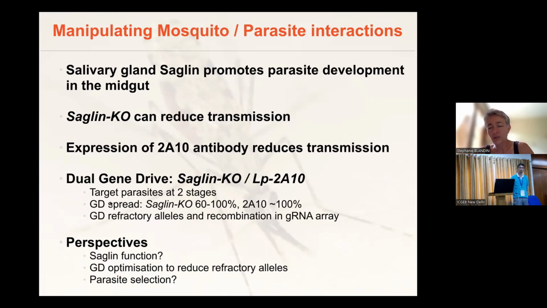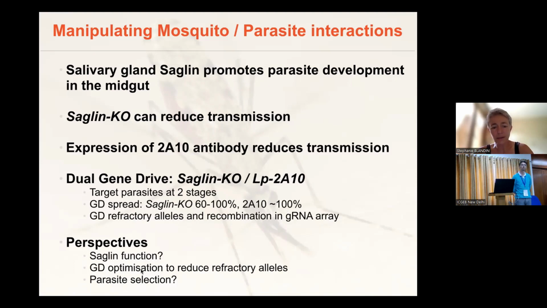The spread of the gene drive was actually very good for the 2A10 allele because it was about 100% of the population that was modified, a bit more difficult for Saglin, also because it's on the X chromosome, so only in females can it work. And also we found the appearance of refractory alleles for the gene drive and also recombination in guide RNA arrays. And this is typically things that we work on to improve the design of the gene drive to make them more efficient and less able to make refractory alleles.